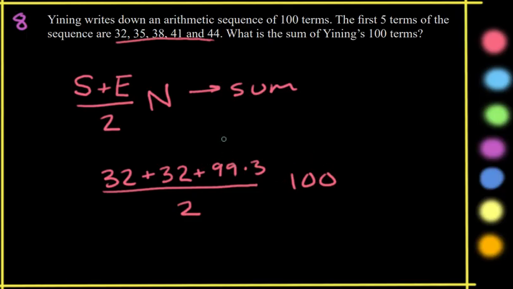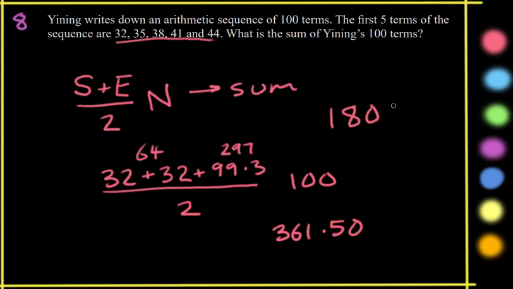Okay, so what's 99 threes? Let's see, that'll be 297 here. And then we've got 64 over here. 297 and 64, that's going to give us, let's see, 361. So we've got 361 times 100 over 2, which is 50. 36 times 50 would be 1,800, so 361 times 50 is 18,000 plus one more 50. So 18,050 will be our final answer on this one.